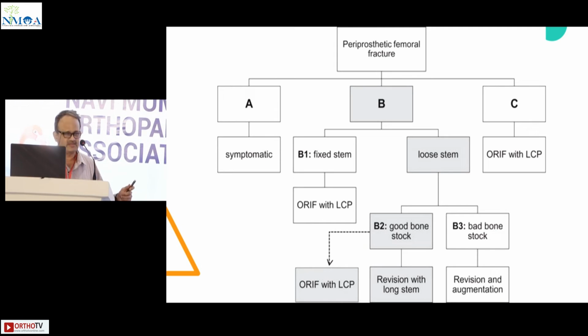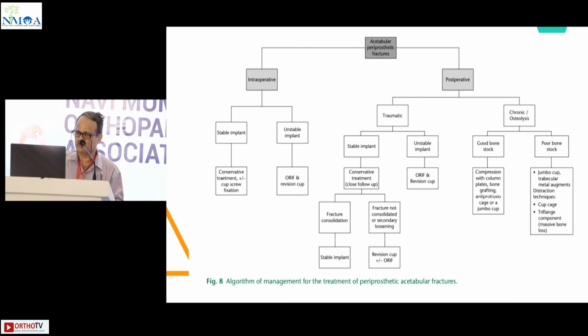Now what is the current thinking is about B2. Previously, with a loose stem, it was suggested that we always have to revise, but it is not so. They have found that we can do open reduction and internal fixation if the bone stock is good. So this is something new, and algorithms will keep on changing as experience goes, new things will come up, and old things will be out of the algorithms. So they keep on changing. It's a busy slide. I'll go rapidly.